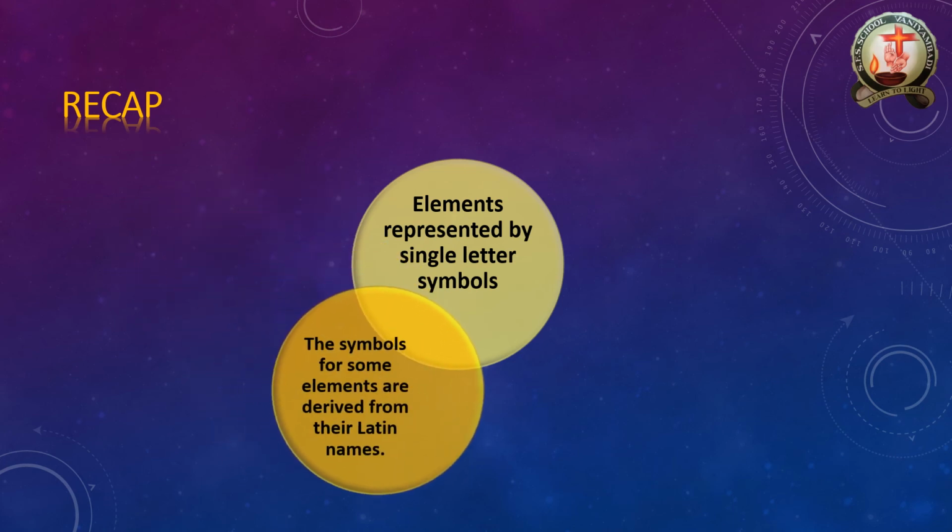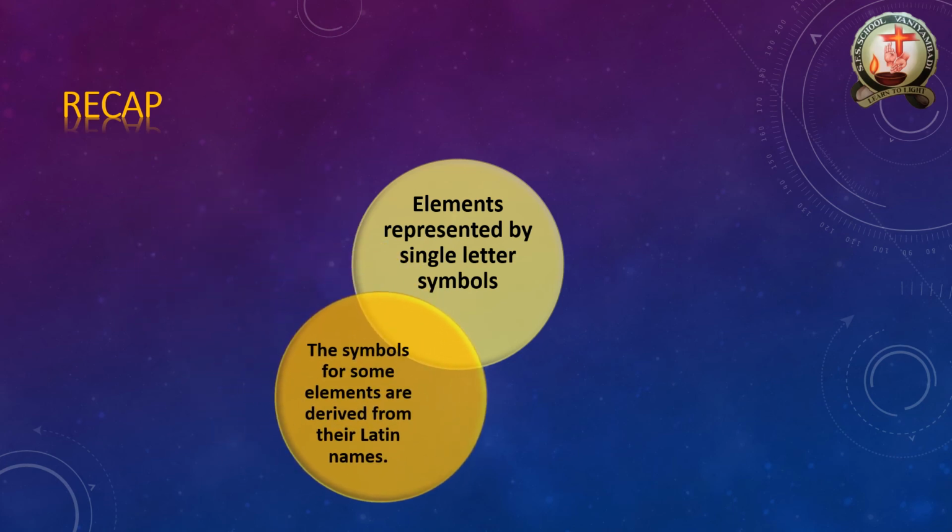Second, the symbols of some elements derived from the Latin names. Latin names are nothing but family names. Instead of giving that letter, we are giving the family name for our better understanding. Example, potassium is kalium; instead of P, we use K. Mercury is hydrargyrum; instead of M, we use Hg. Instead of sodium, we mention Na for natrium, the Latin name.